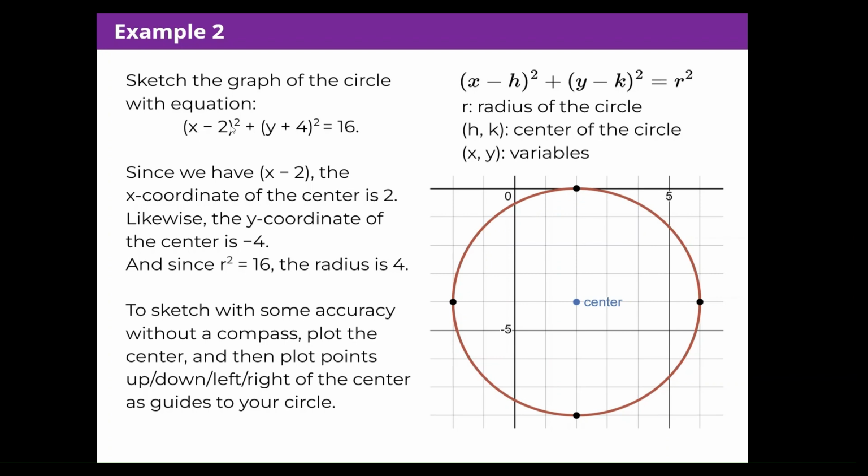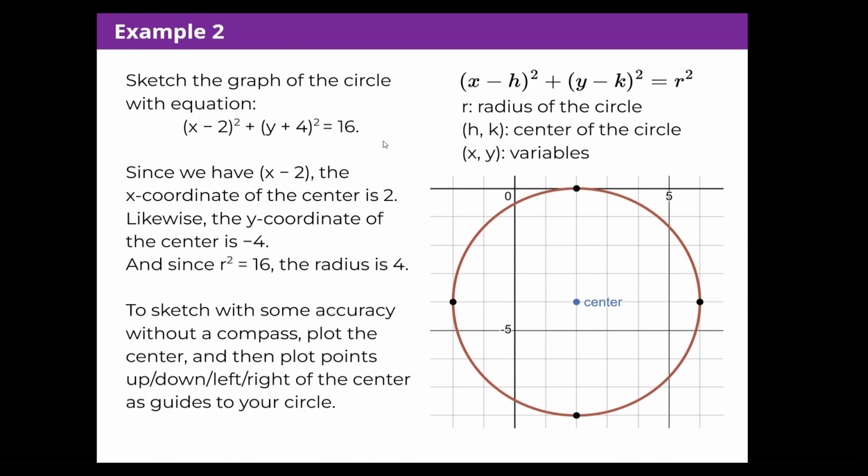Since we have x minus 2 here, the x-coordinate of the center is 2. If I compare this form with the equation that's given, I see h has been replaced with 2. Likewise, I have y minus k in the form. I have y plus 4 in the given equation. So that means k has been replaced with negative 4. So that means the center of the circle is (2, -4).